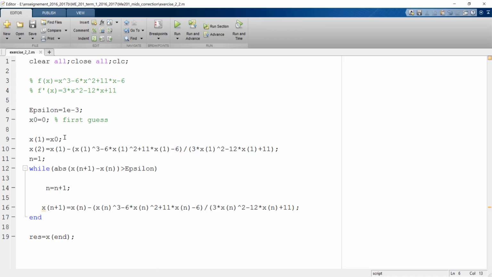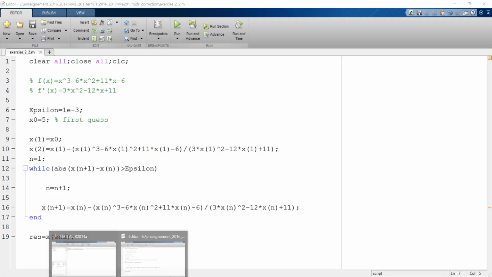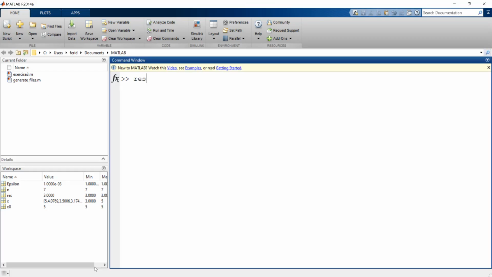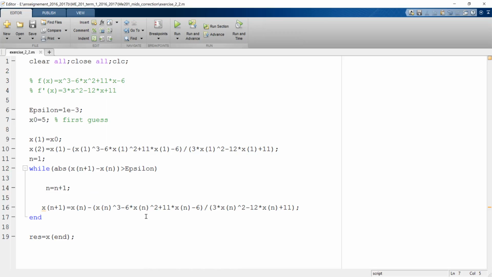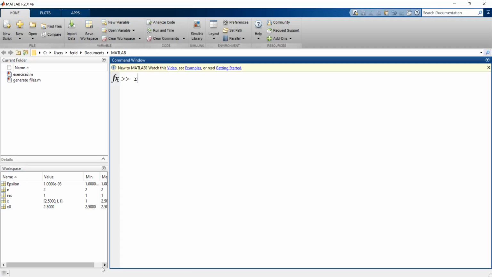Because this is a third order polynomial, if you take x0 equal to 0, you will converge to 1. If I take my first guess equal to 3, for example, or 5, if you run with 5, you will get your result equal to 3. If you take, for example, 2.5 and you run, you will get, as a result, 1.